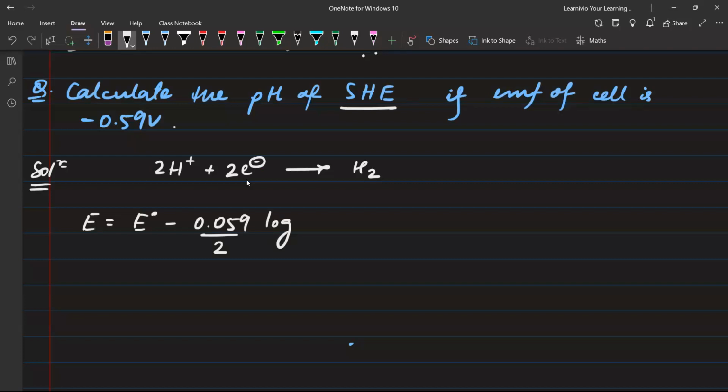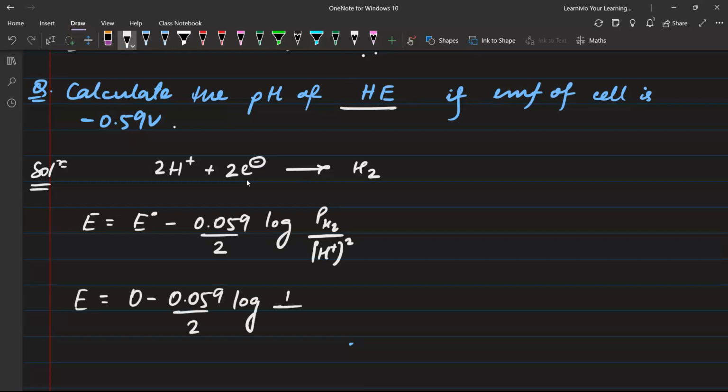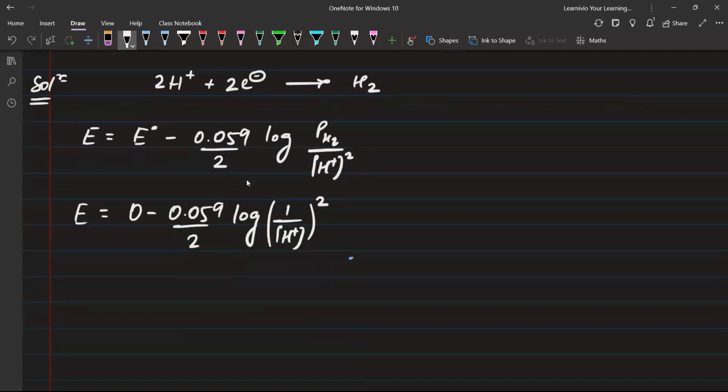For the standard hydrogen electrode, the pressure of hydrogen is 1 bar, 1 atm. E is equal to E naught minus 0.059 divided by 2 log of the pressure of hydrogen over the concentration of H plus. Now because the square is the same, overall it will be one squared. Because the pressure of hydrogen is 1, 1 bar, 1 atm, the whole thing will be squared, and this will be equal to E, which is equal to how much?